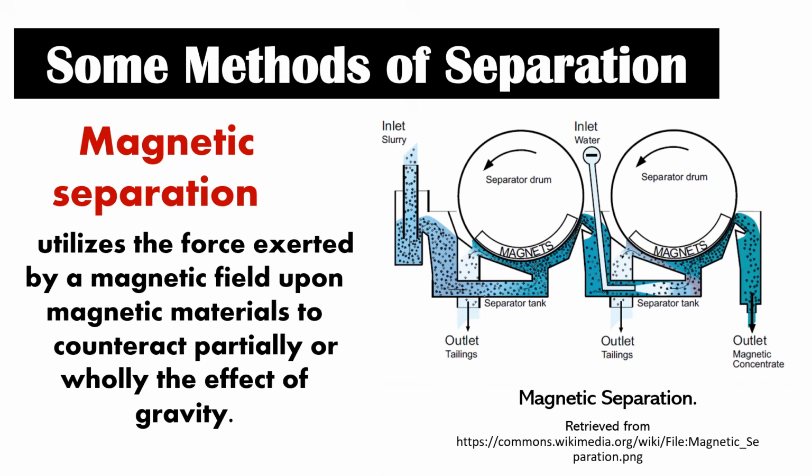Next type is magnetic separation. So magnetic separation utilizes the force exerted by a magnetic field upon magnetic materials to counteract partially or wholly the effect of gravity. So take note, kanina sa heavy media separation, density yung kino-consider natin. Ngayon naman sa magnetic separation, magnetic properties ang kino-consider natin sa isang material.